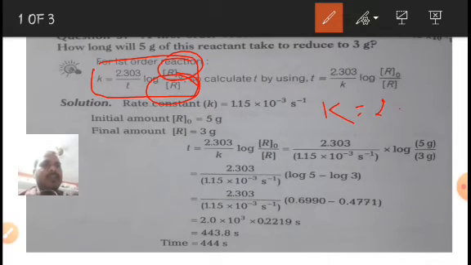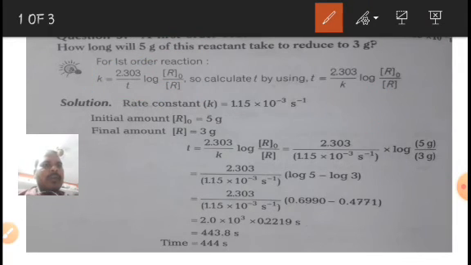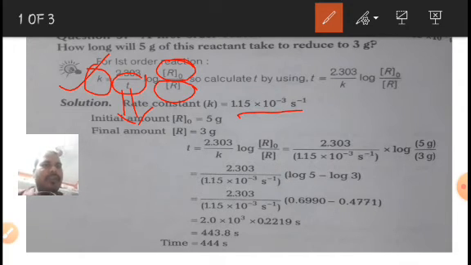So in this, R naught is given, R is given, and T we have to find out. In the given data, K is also there. K is equal to 1.15 into 10 to the power of minus 3 seconds inverse, and the initial concentration is 5 grams and the final amount is 3 grams.